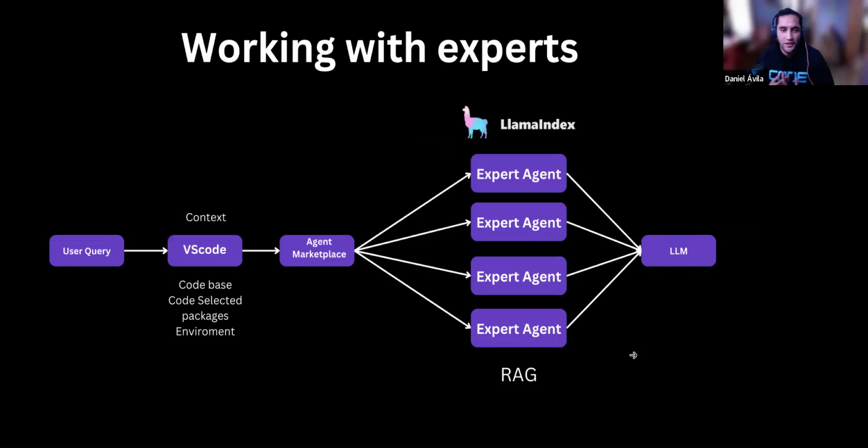more information, because right now we have the information from Visual Studio Code, but what happens if you need information from an API or documentation from another web page or other libraries that you are using inside of your project? So we are using LlamaIndex to get that information. We are using RAG to get all the information from a vector database and send that information to the LLMs.